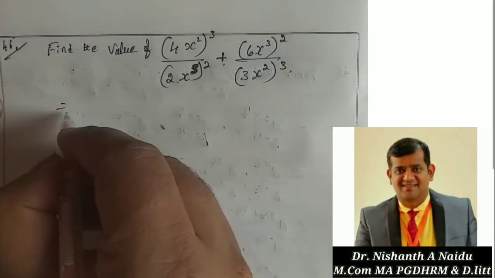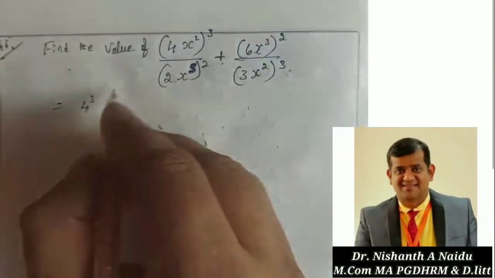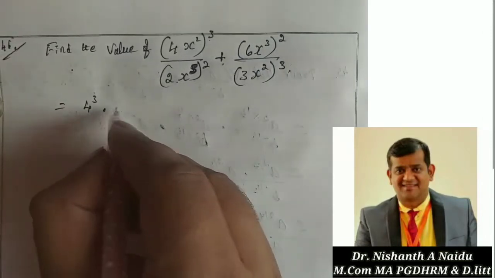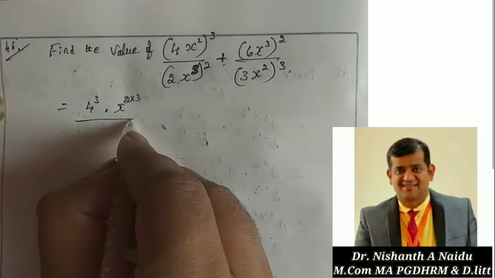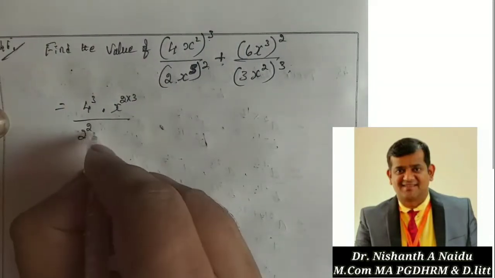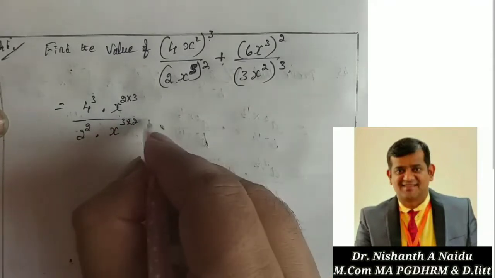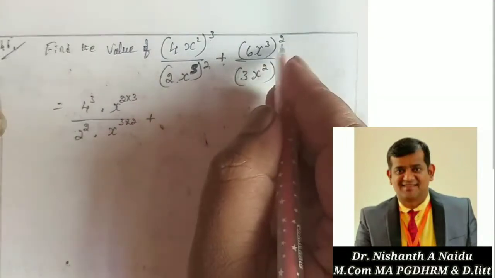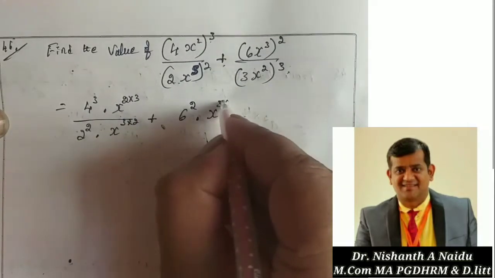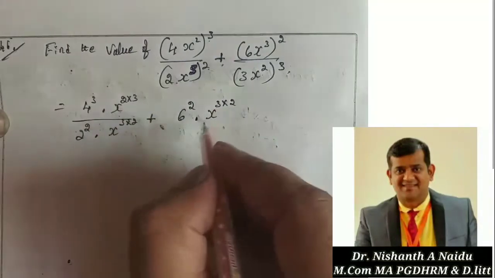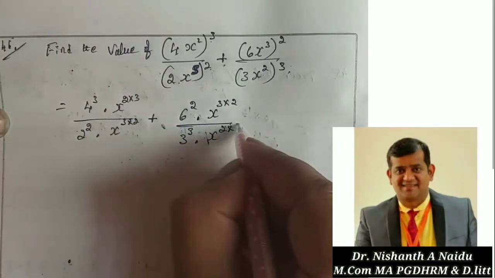So let us simplify this first. That is 4 to the power 3 into x to the power 2 into 3, so that is 2 into 3, divided by 2 to the power 2 into x to the power 3 into 2, plus 6 to the power 2 into x to the power 3 into 2, divided by 3 to the power 3 into x to the power 2 into 3.